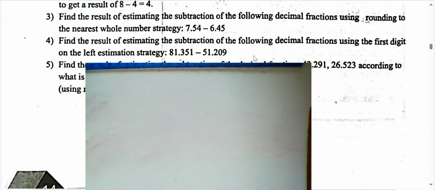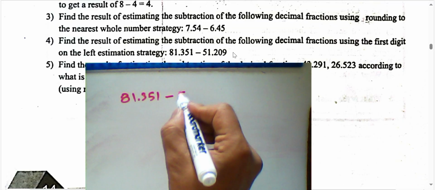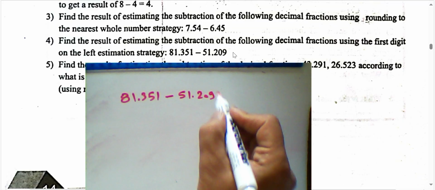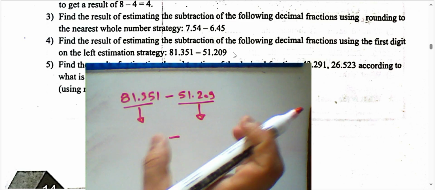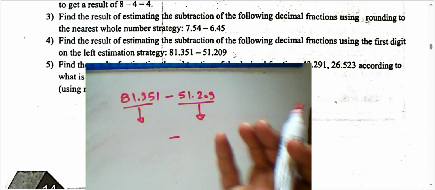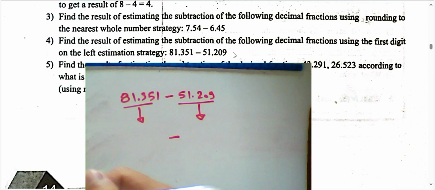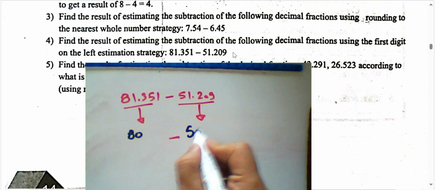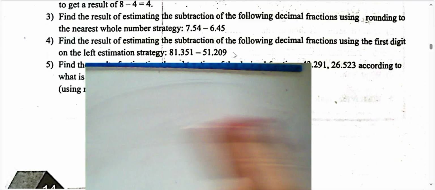Next question. Find the result of estimation using the first digit on the left estimation strategy. 81 and 351 thousandths subtracted by 51 and 209 thousandths. We can find the difference between them by using the strategy. What is the strategy? Front end strategy, or using the first digit on the left estimation. Write 8 here and all digits behind it will be 0. Then the answer here will be 80 and here will be 50. Then the difference between them equals 30.